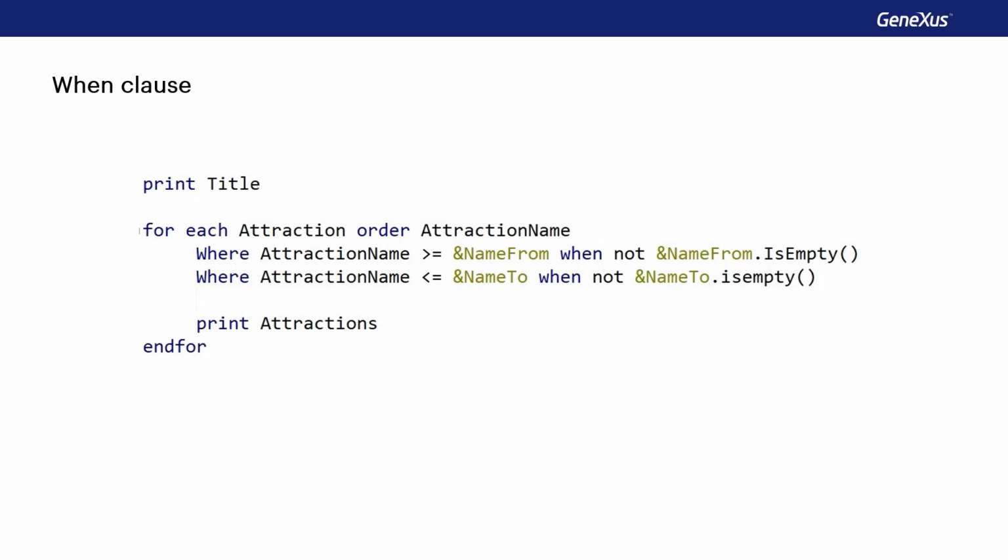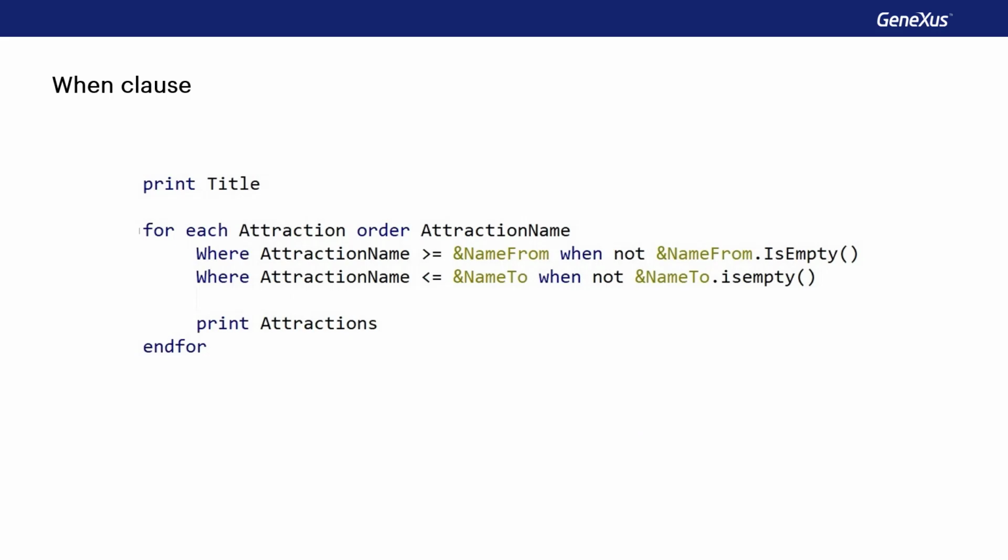Okay, let's now see the when clause that will allow us to condition when to apply orders and filters. What result will be obtained for the for each command we're looking at if the name from and name to variables are empty? If there were an attraction with an empty name, then it would be the only one returned, since it would be the only one that would meet the conditions. Otherwise, no attractions would be listed.